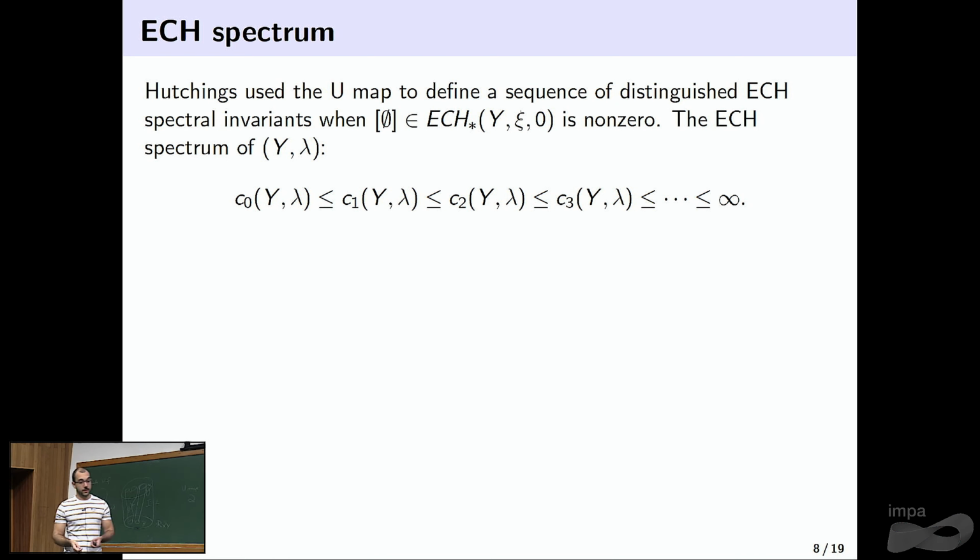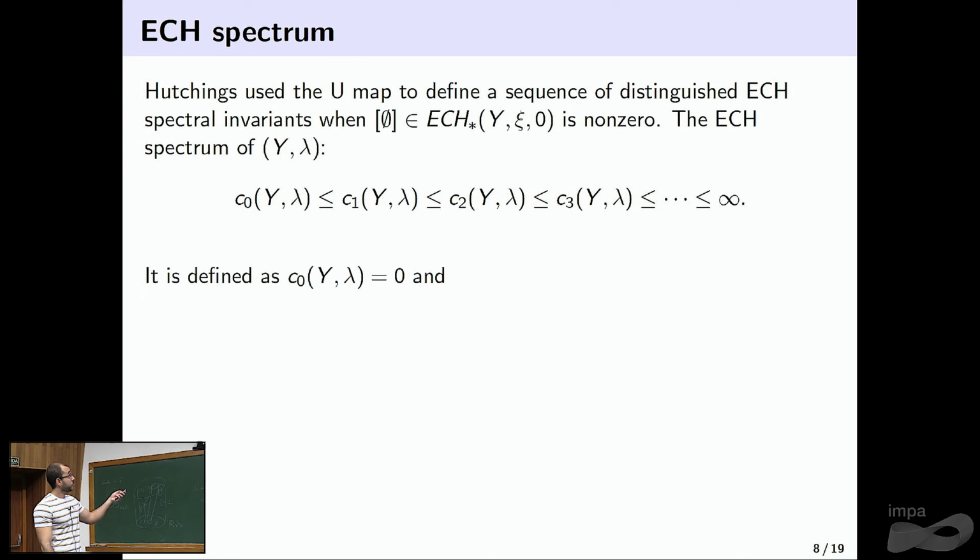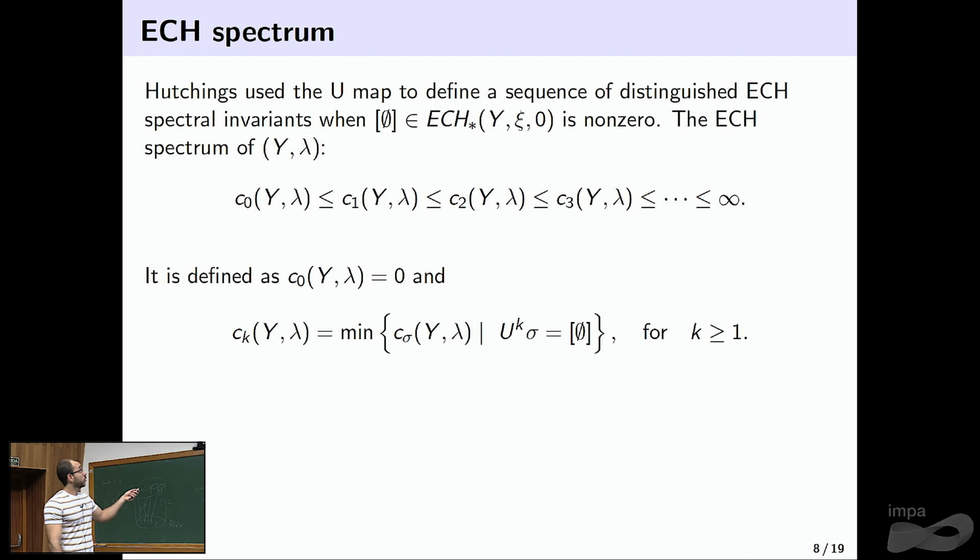And there are some nice cases where the empty set is a non-zero class in homology, and a useful one, to be said, for instance, is if the contact manifold is symplectically fillable. And then you can define a sequence. Hutchings defined it that way. So this is the minimum of the ECH spectral invariants of the classes such that if you apply the U map k times, you recover the class of the empty set. So this is a kind of strong condition, and these values can be infinity.